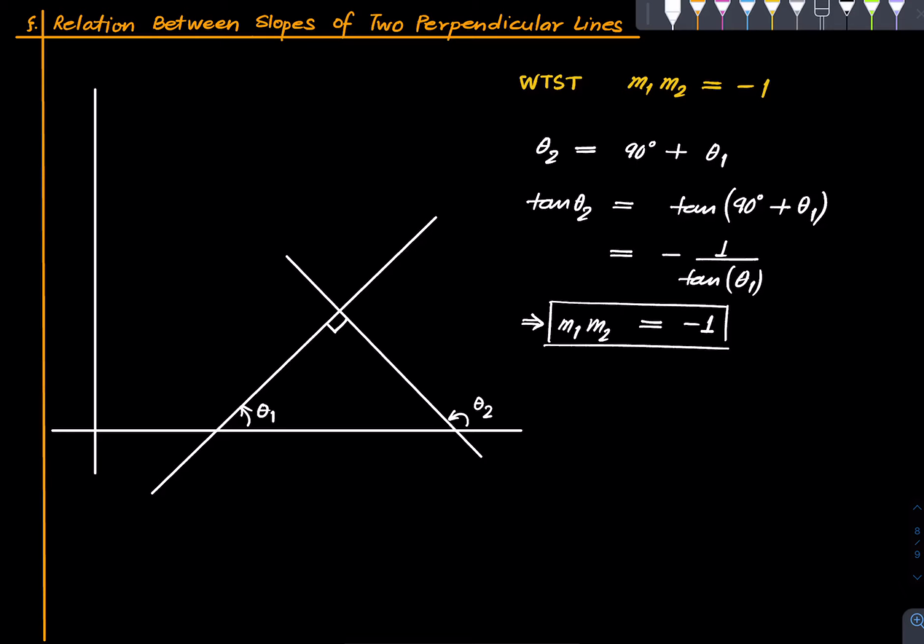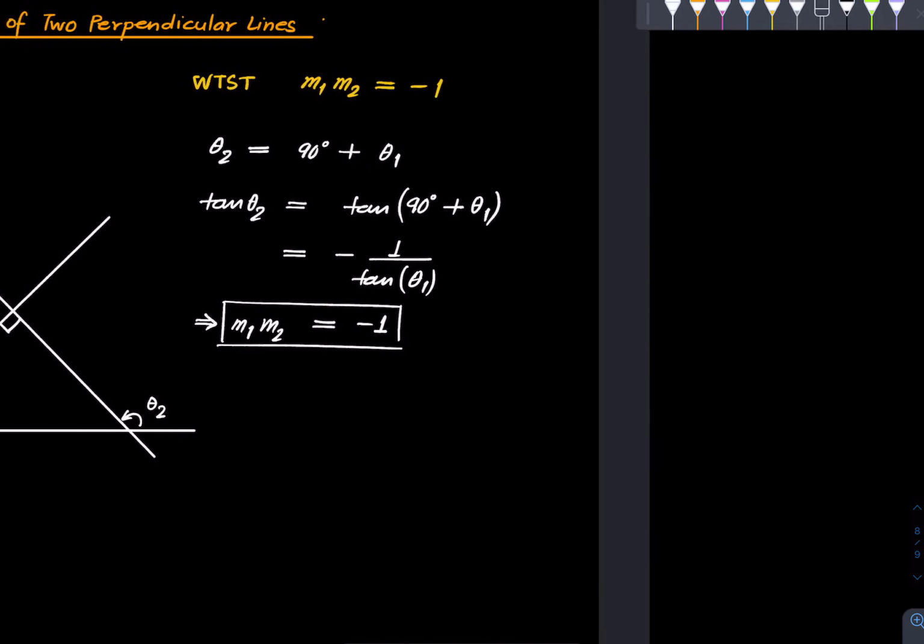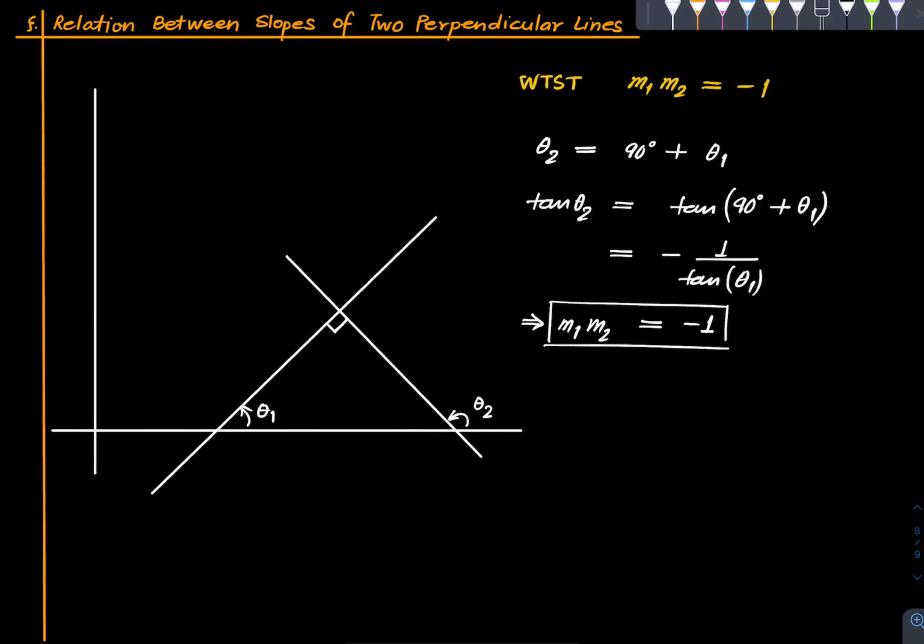The converse is also true. So if you have two lines whose product of the slopes is minus 1, then they are necessarily perpendicular. And you can just reverse these steps to get there. And I leave that as an exercise. So this is something that we should know.